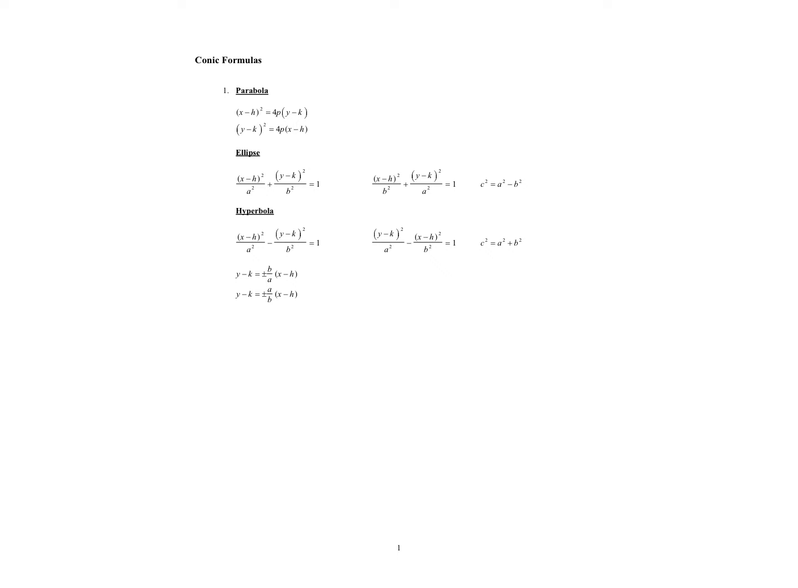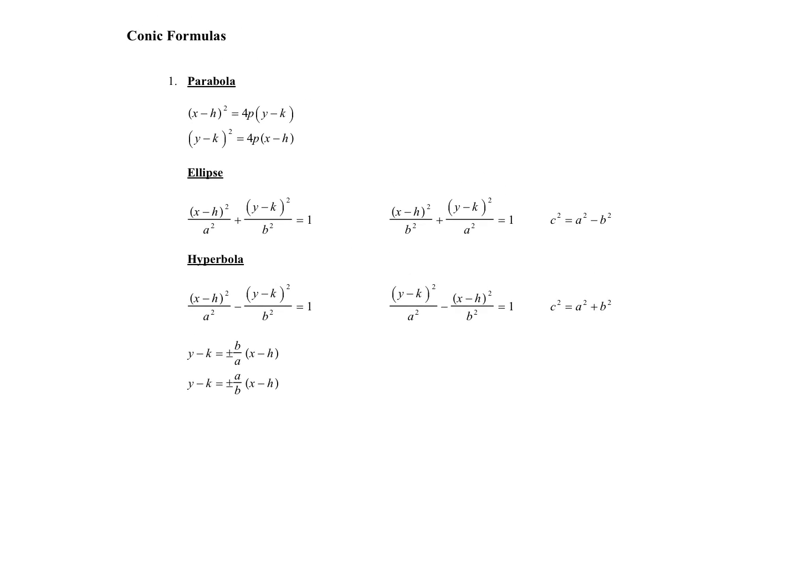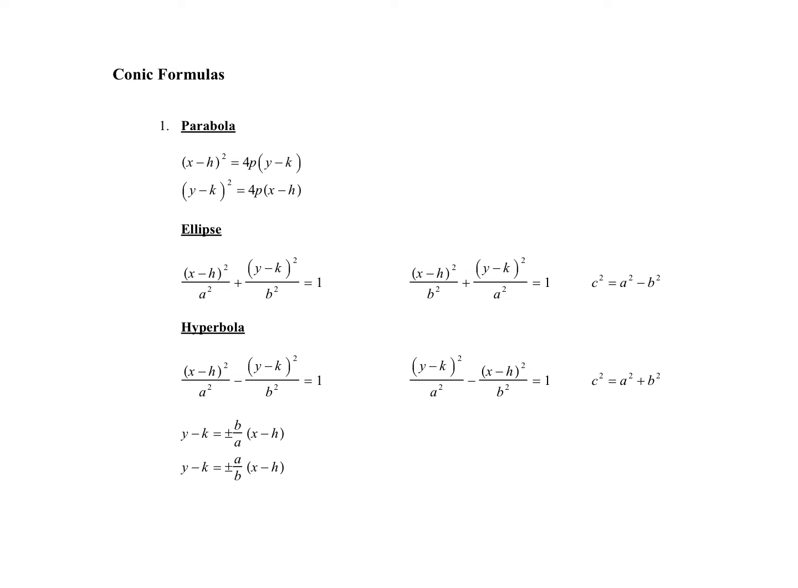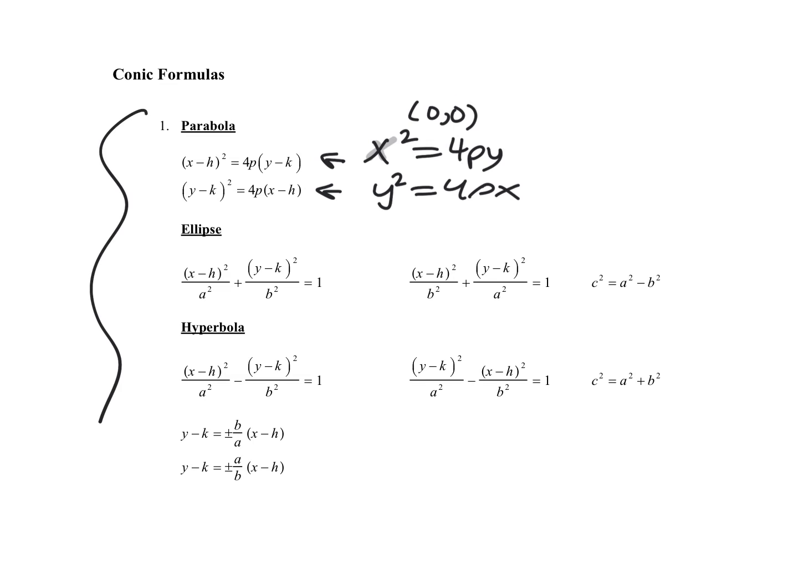Oh, also one other thing I want to show you. I'm going to be posting this. We're actually going to give you this formula sheet. All it tells you is the standard form. It doesn't give you the formulas for when the vertex is at 0, 0 for the parabola. But just remember that the H and the K would just be 0. So you could also know that it's x squared equals 4py. And then this one is when the center would be at 0, 0, or y squared equals 4px. This is the document that I'm gonna give you.